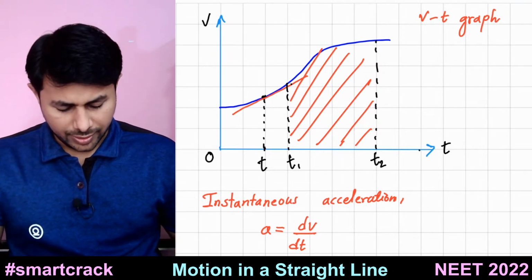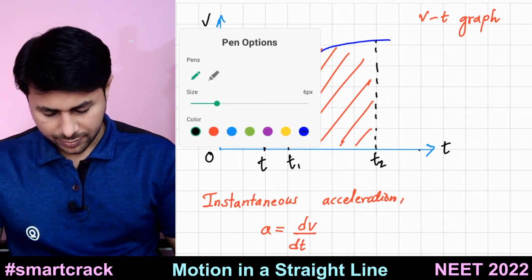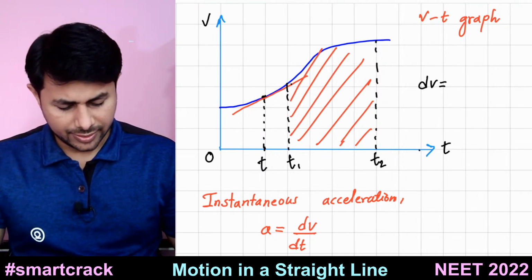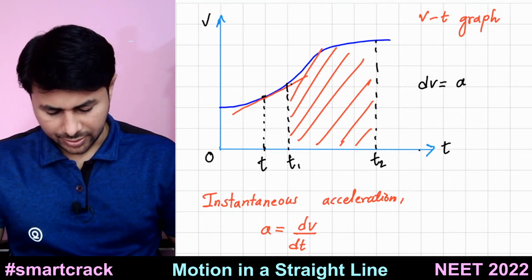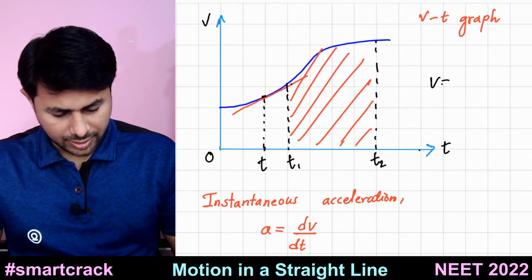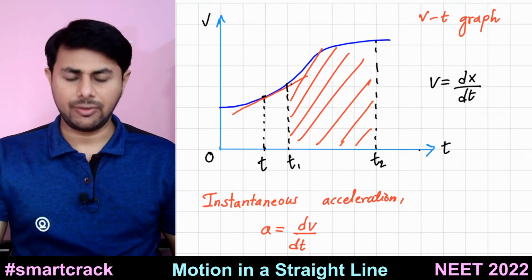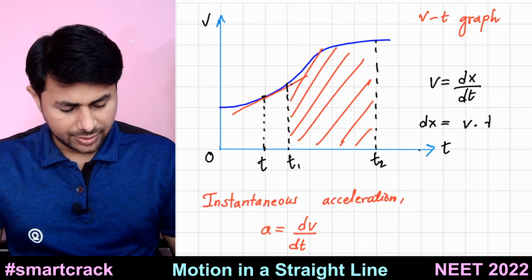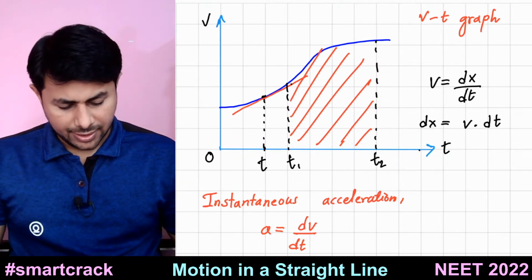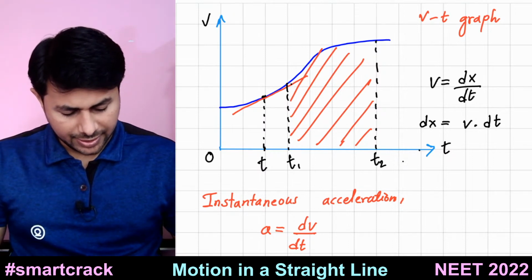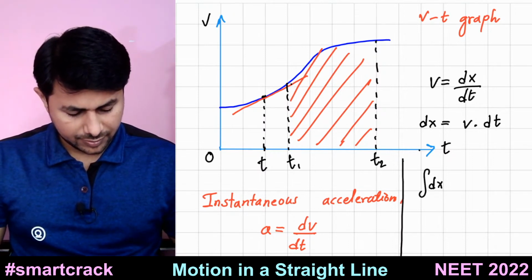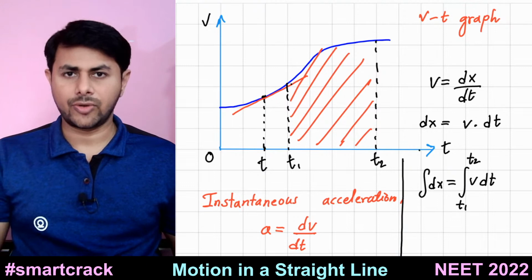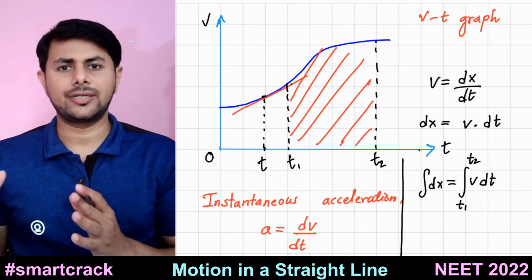Okay. So what I will do is I will write v equals to dx by dt, and I will take dt on the other side. So what do I get? I get dx equals to v times dt. And if I integrate this from time t1 to time t2, what do I get? So I get area under this curve.